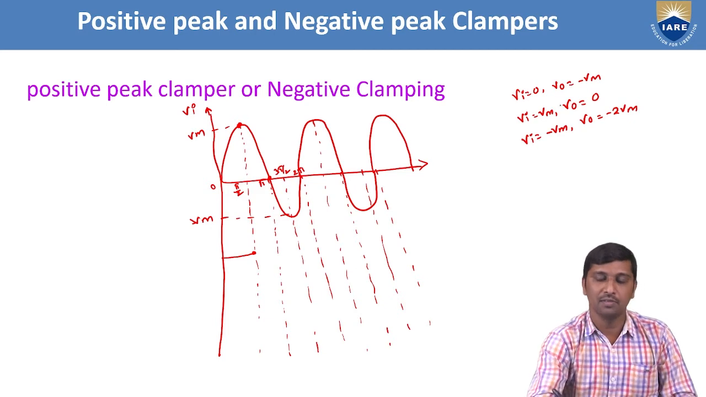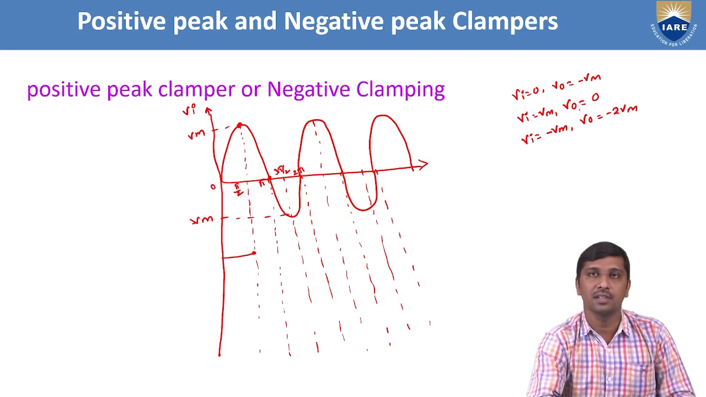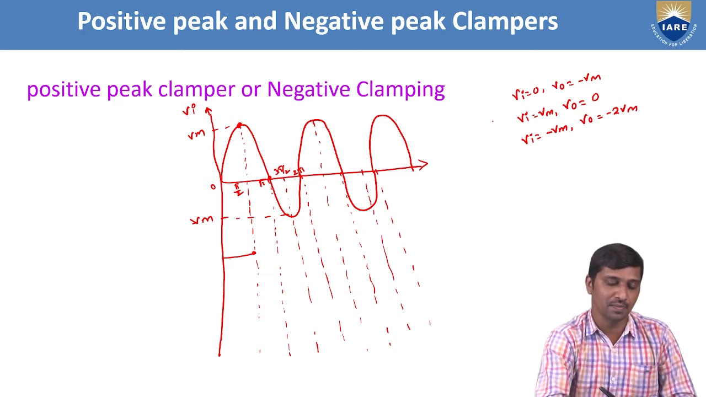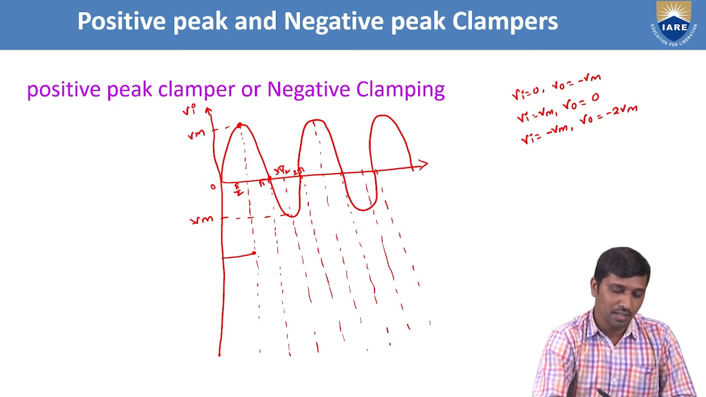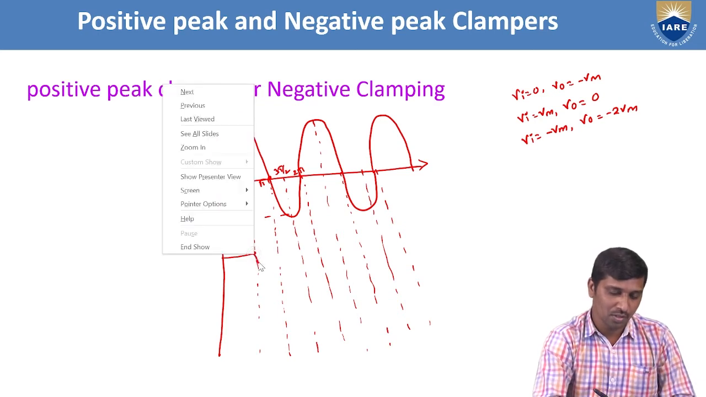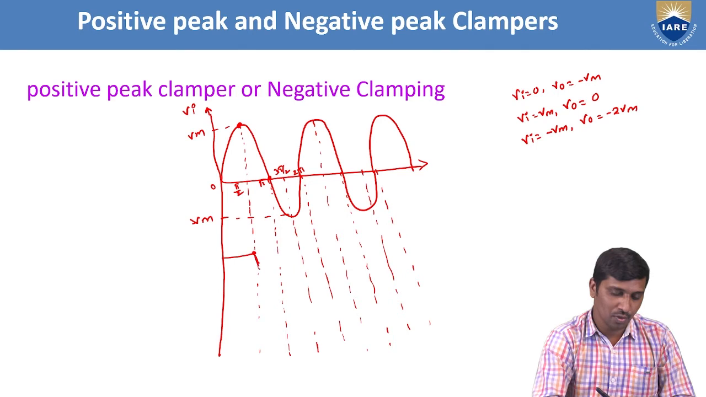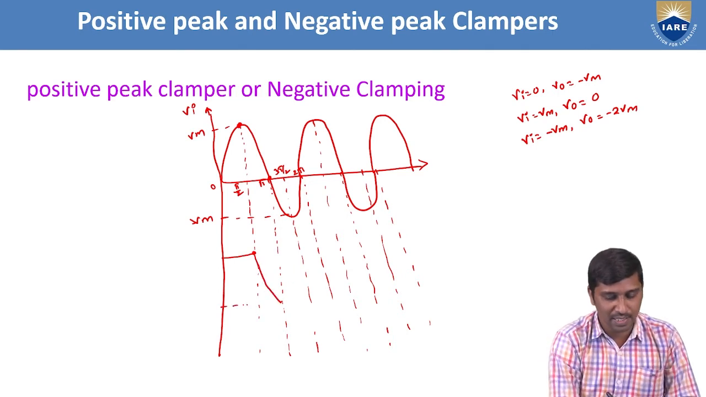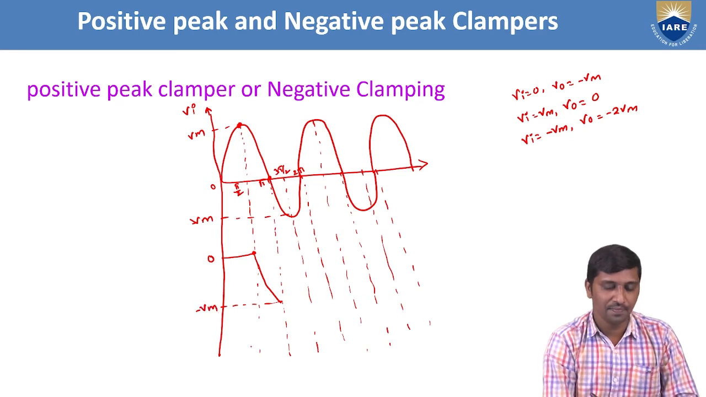So hence, we need to draw the response. The output voltage is changing from 0 to minus Vm. So hence, at this point, the previous state of the output is 0. At this point, the output reaches minus Vm. So hence, this is 0, means minus Vm is in the bottom portion. So here I'm going to draw towards minus Vm. Let us take this is 0 and this is minus Vm.